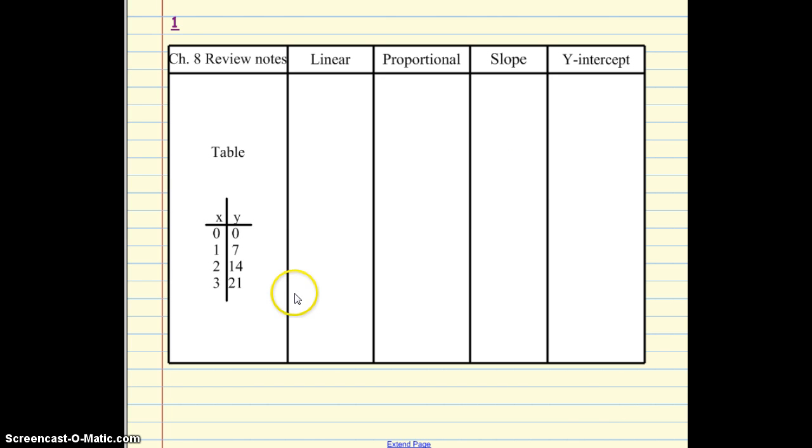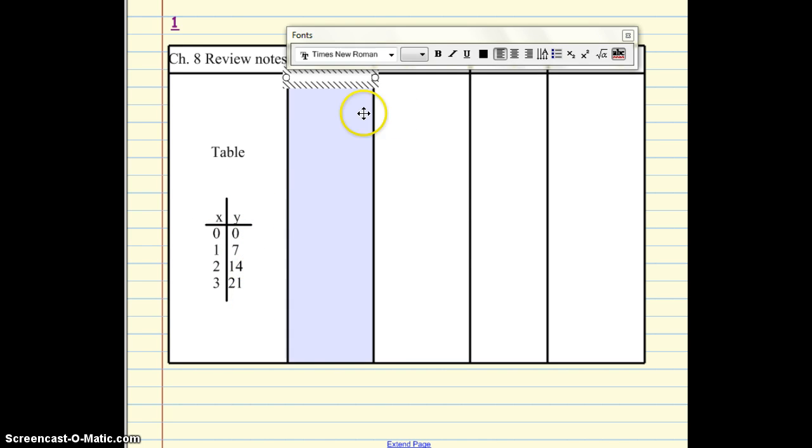Alright, with this table here, we have a table of values. The x's go 0, 1, 2, 3, and the y's go 0, 7, 14, and 21. And we need to figure out when things are linear. Well, things are linear when the y values go up or down. Hold on, let me make this a little bit bigger. Alright, here we go. Now you can actually read what I'm typing. So we know a table is linear if the y values go up or down by a constant amount. That's what linear means, that constant amount.